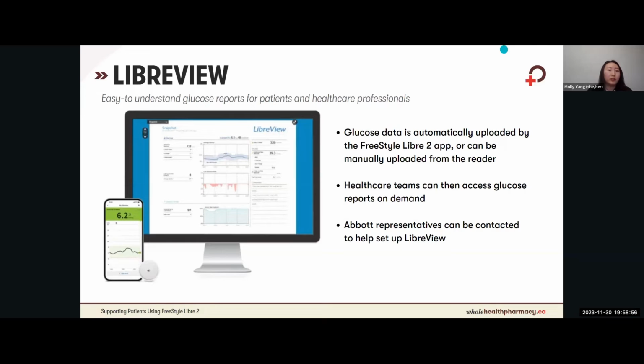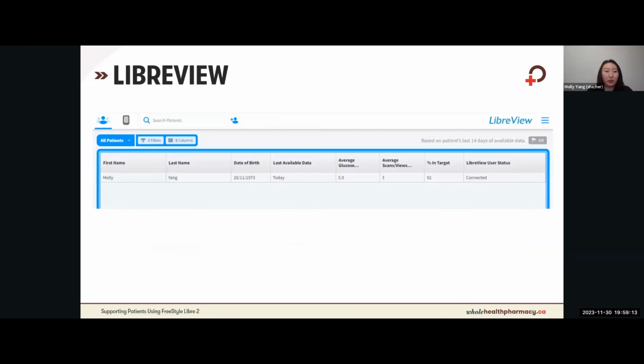It's not for everyone. There's a lot of data that you can get from it. Ultimately, it is easy to set up and you can try it out. And if you do need help setting up, Abbott representatives can be contacted to set it up. I've set it up for a couple of our pharmacies and it's not that hard. And I'll just go into what it looks like.